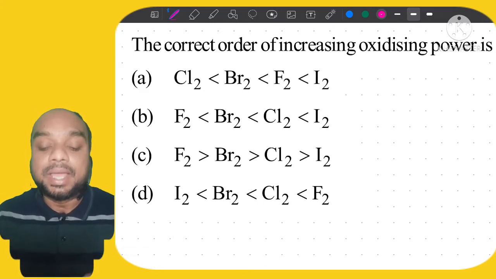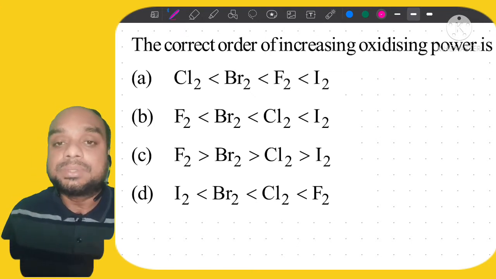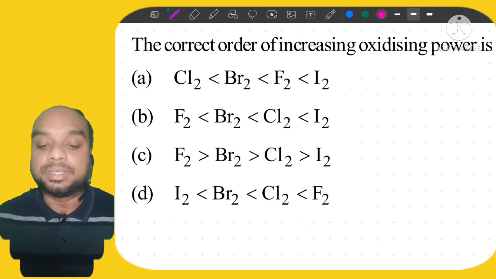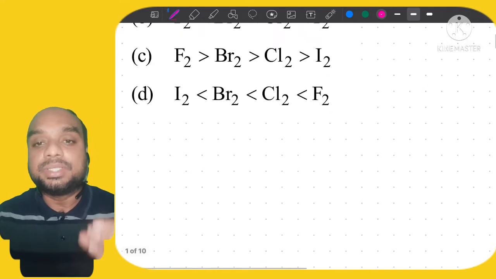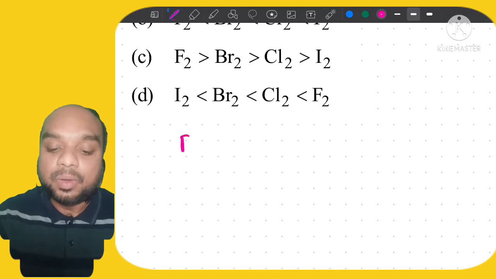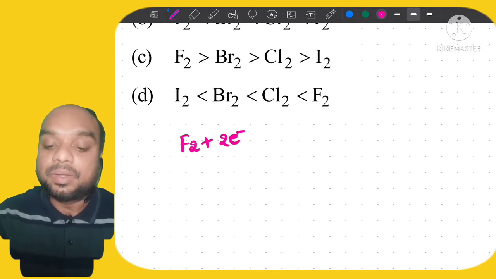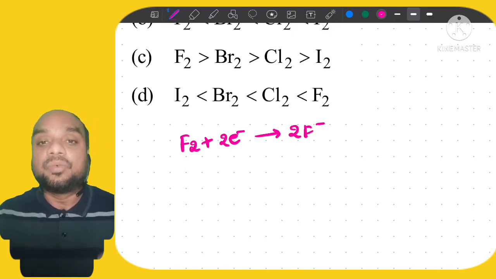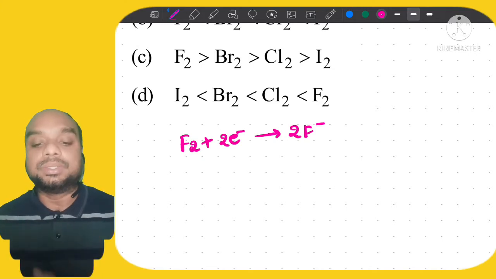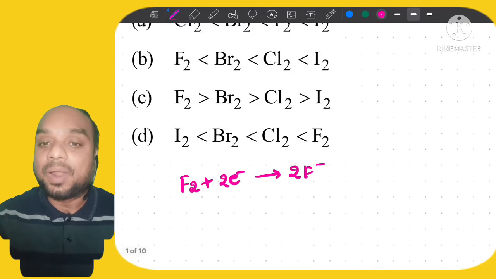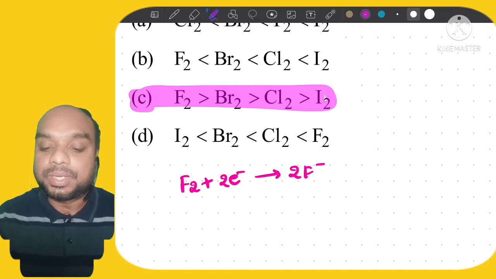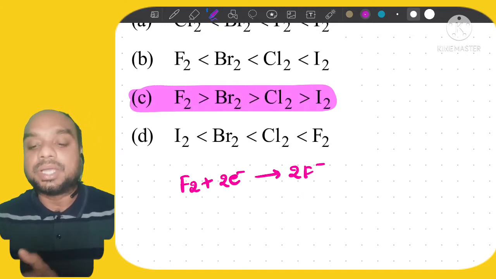Next, the correct order of increasing oxidizing power: which has more oxidizing power? Here, halogens are given. The substance which easily undergoes reduction is called a strong oxidizing agent. In the whole periodic table, the strongest oxidizing element is fluorine. Fluorine easily undergoes reduction and is converted into anions. So fluorine is a very strong oxidizing agent. After that, chlorine, bromine, iodine. So for the strong oxidizing agent among halogens, you can take option C: F2, Br2, Cl2, I2.